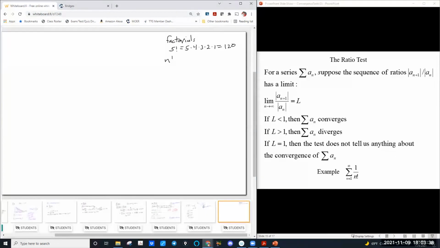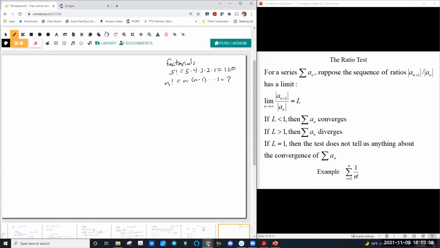So when we have n factorial, that means we start at n and we go all the way down to 1. But we can't really say what it equals because we don't know n. That's okay. That's not going to be important for our purposes. We're going to see next week or the week after when we look at Taylor series why the factorial has such a prominence. But it shows up quite a bit in some of the stuff we're going to be doing in Taylor series and power series.